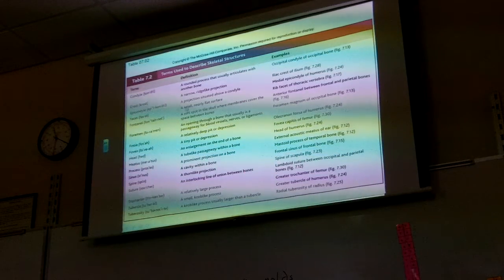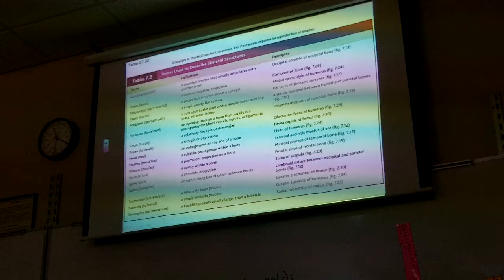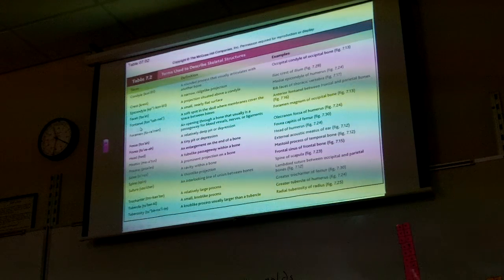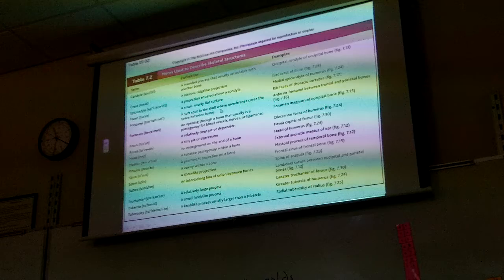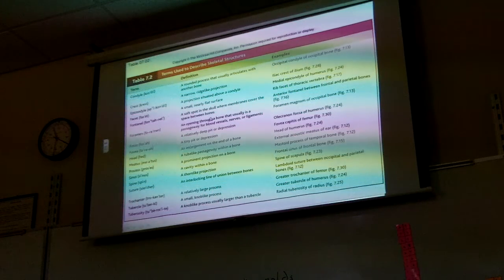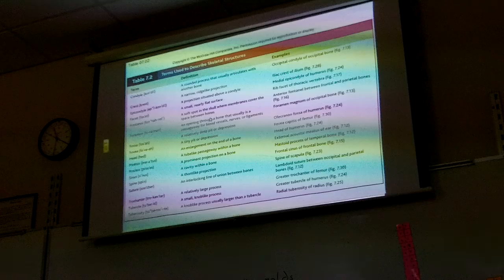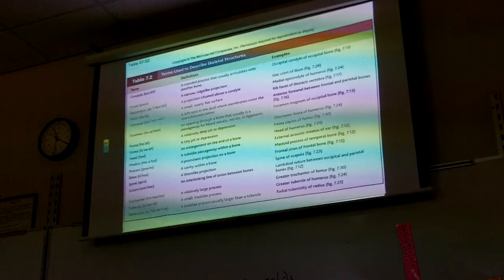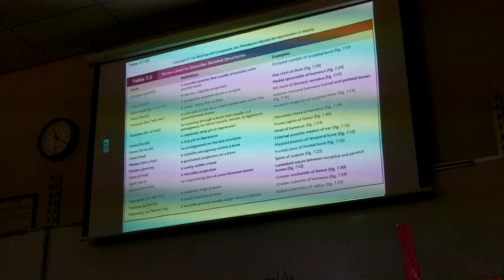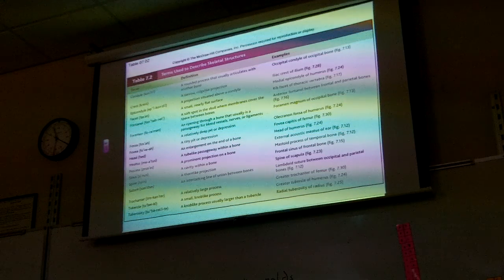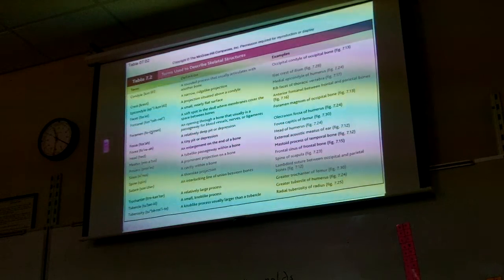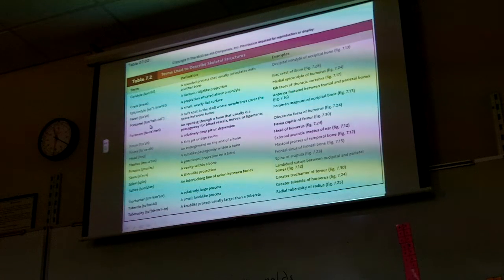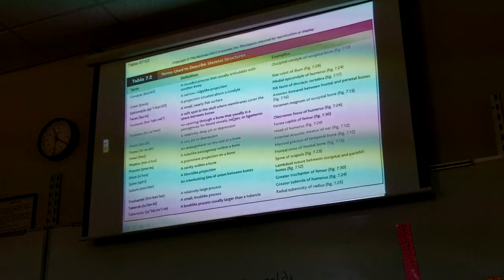A facet is a flat surface. A fontanelle, a soft spot in the skull where membranes cover the space between bones. Have you ever heard that a baby's head has soft spots? Those are called fontanelles. It's because the bones of their head haven't grown together yet. They will grow together later. A foramen is an opening through which, usually, blood vessels, nerves, or ligaments pass. A foramen is a hole in a bone.